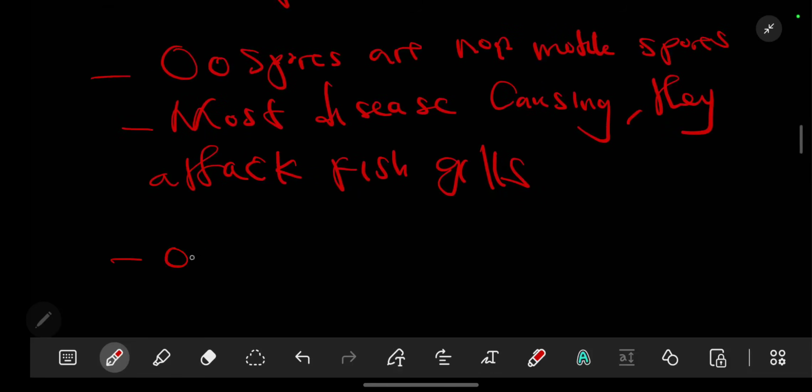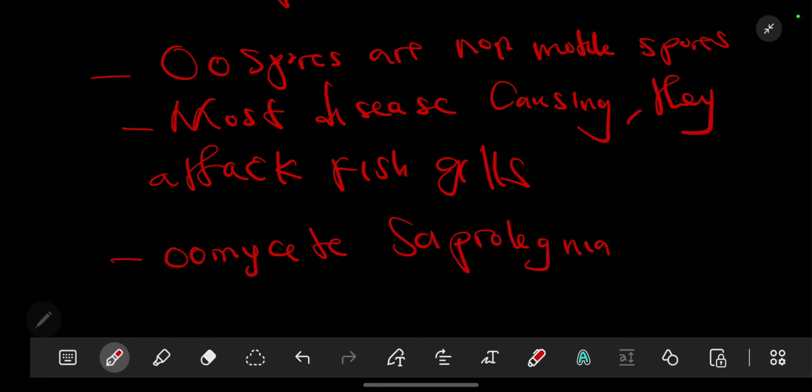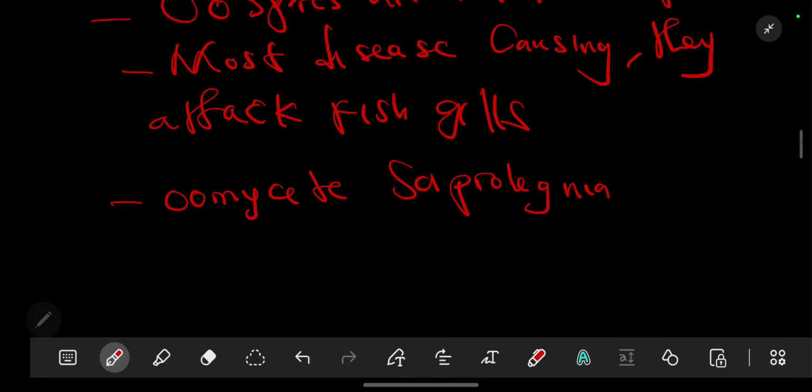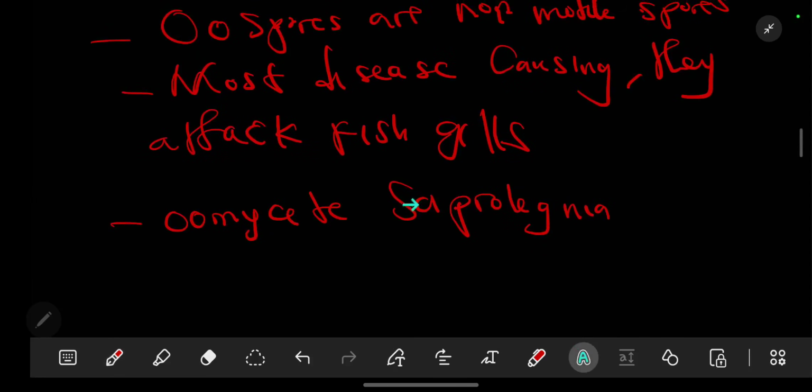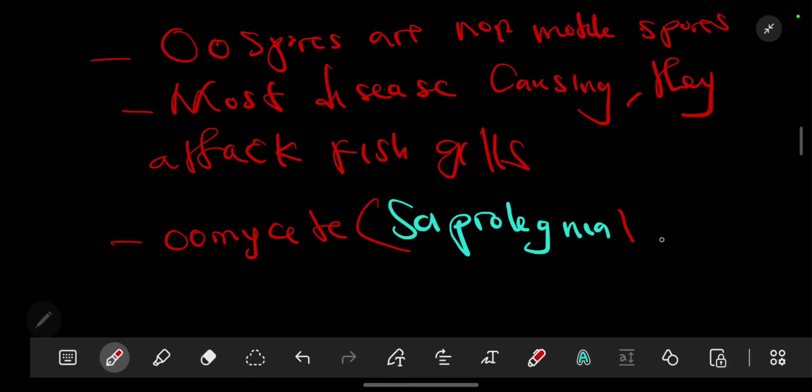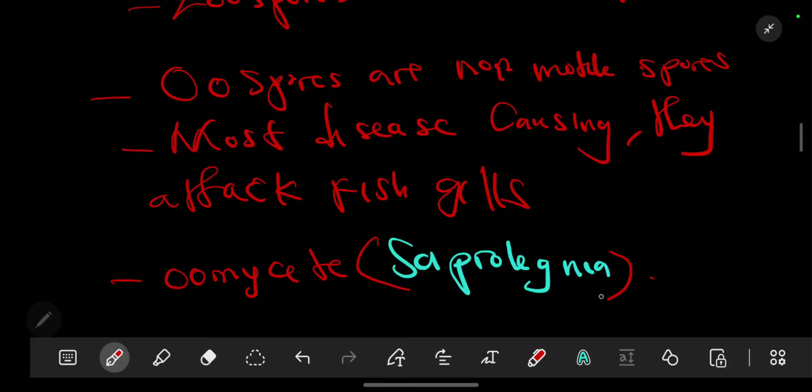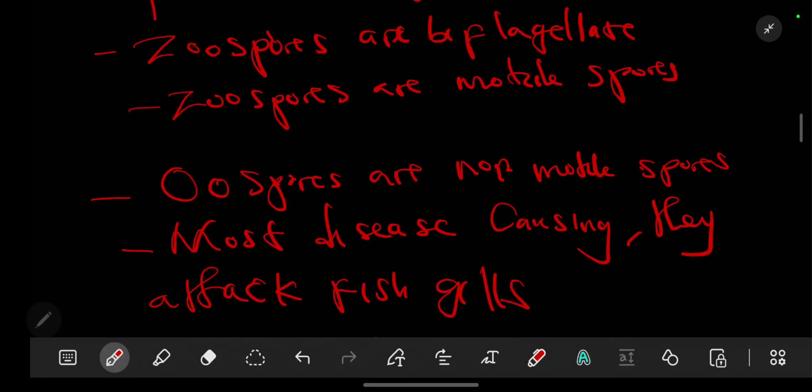This type of Oomycete is called Saprolegnia. This is the type of Oomycete which is mostly able to attack fish. This is a water mould, meaning it is found in water. They attack fish gills like that.